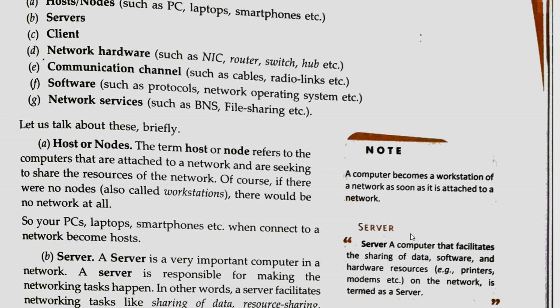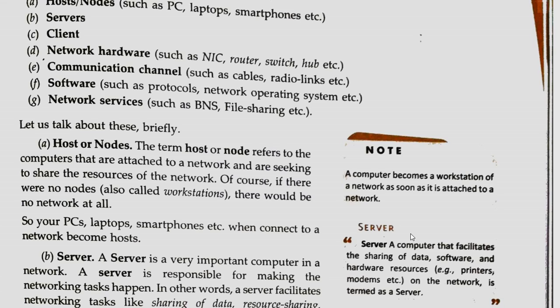Okay, of course if there were no nodes, also called the workstations, there would be no network at all. Obviously, for example, when we were discussing the human networks also, if there is no sharer of the resources, nobody is willing to share and nobody is ready to accept the resources, or there is nobody who is in need of the resources, there would have been no concept of networking. In the similar way here also, obviously there should be two types of persons required, one who is sharing the resources and others who are seeking those resources. Okay, so if there were no nodes, there would be no network at all.